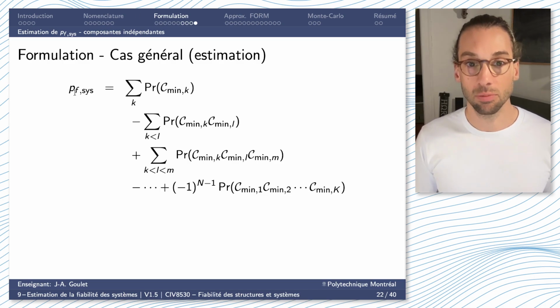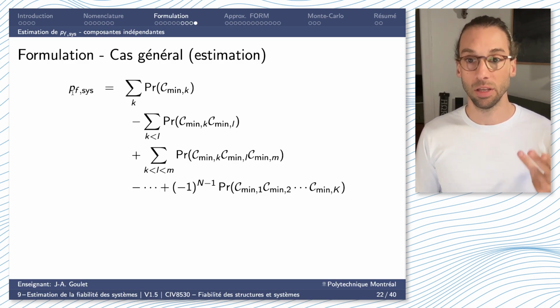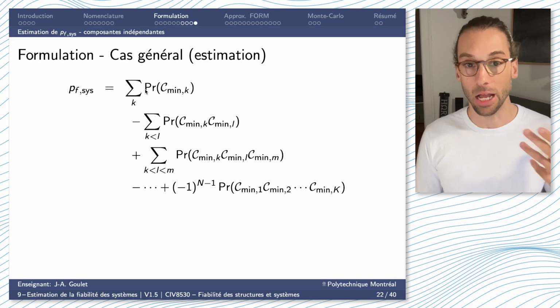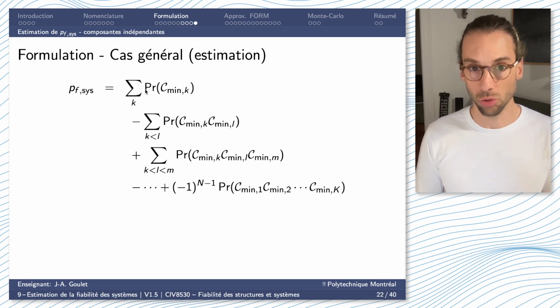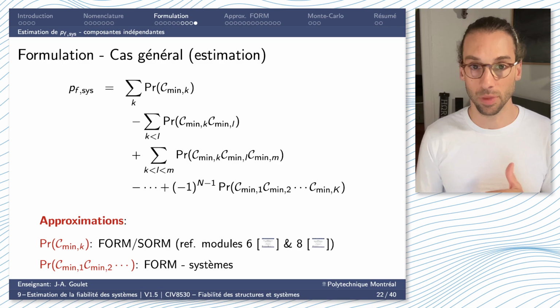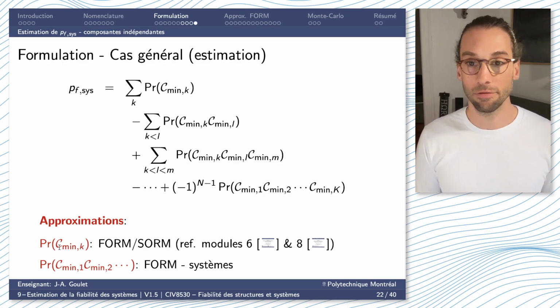So in the general case, when I want to evaluate my probability of failure over a system, I need to use the inclusion-exclusion rule, which is going to give me the sum of the probability of occurrence for all of my minimal cut sets, minus the probability for the simultaneous occurrence of failure in minimal cut sets. And I have to go like this over all the possible combinations of terms. Here, the probability of failure for minimal cut sets is going to be evaluated using the classic form approach we saw in module section 8.